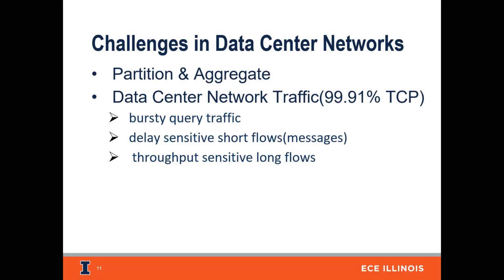The measurement reveals that 99.91% of traffic in the data center is TCP traffic. The traffic mainly consists of bursty query traffic, which is around 2 kilobytes to 20 kilobytes in size, delay-sensitive short messages, which are about 100 kilobytes to 1 megabyte, and also throughput-sensitive long flows, which are usually 1 megabyte to 100 megabytes.